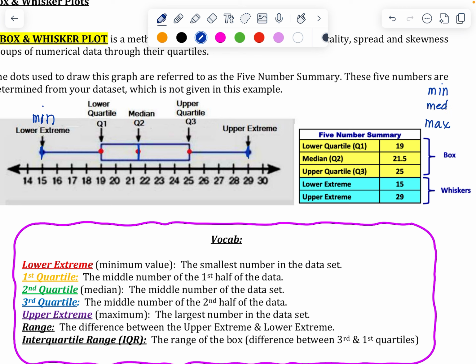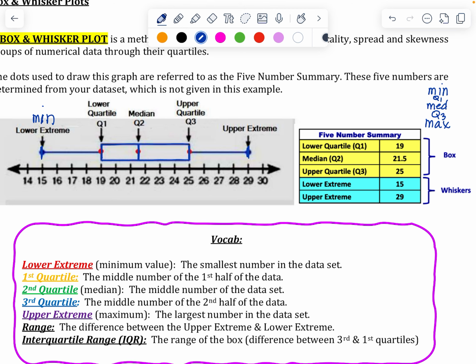Then you have Q1, which is the number in the middle of your minimum and your median. That's your first quartile. And then there's Q3, which is in the middle of your median and your max. So what you do is you form a box with Q1, Q2, and Q3, and then you make whiskers that lead to your min and your max.